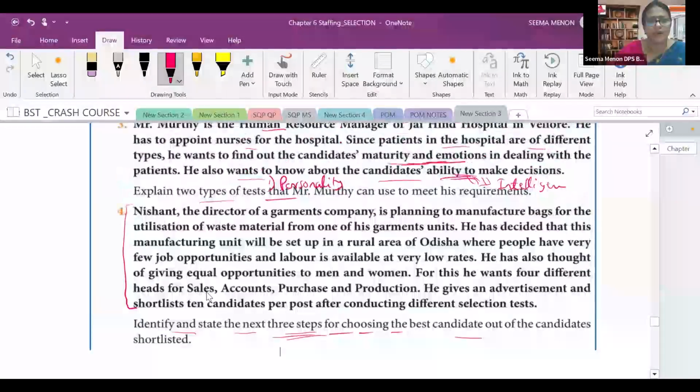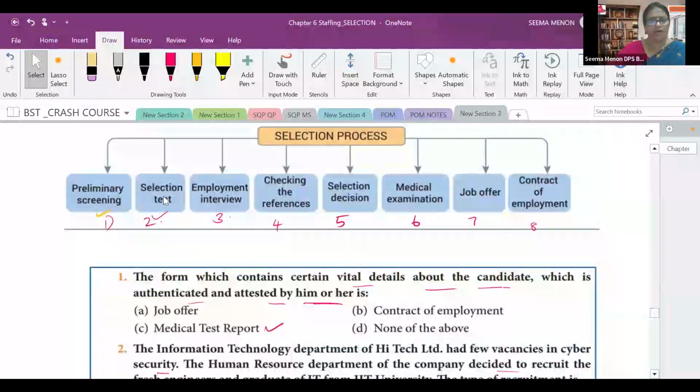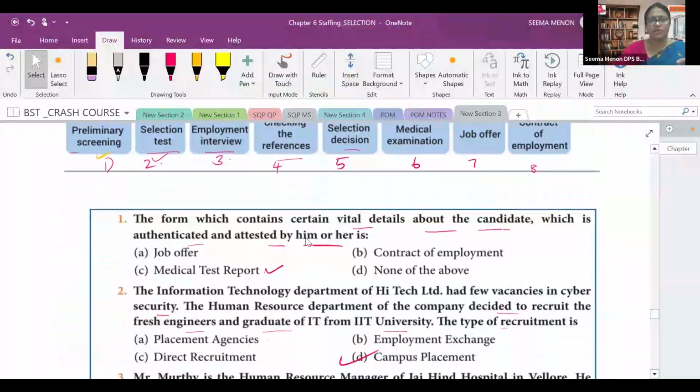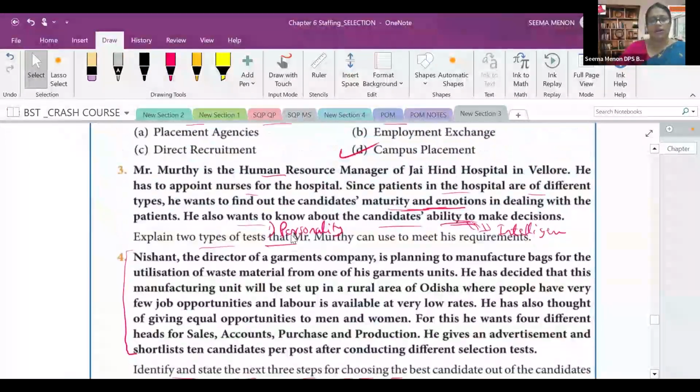So before that again, once again, you can refer that. What are the steps? Preliminary screening, selection test, employment interview. Then it comes checking the reference. Then comes selection decision. इसके बाद आएंगे medical examination for fitness, then job offer and the contract of employment.